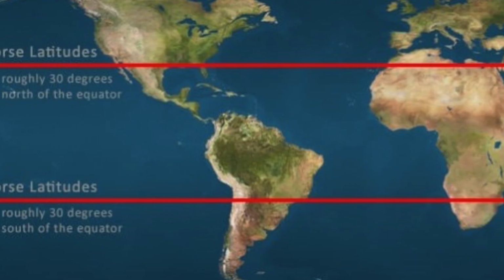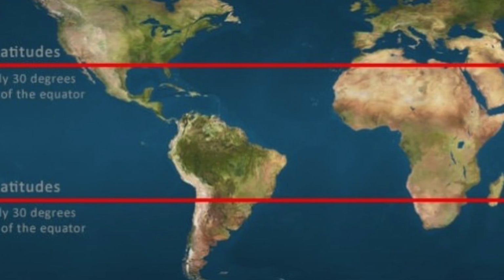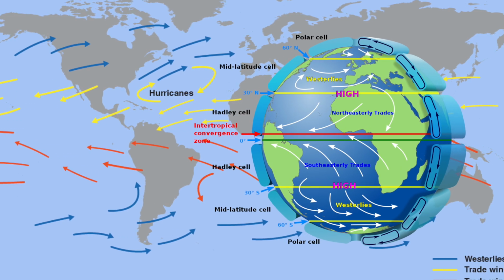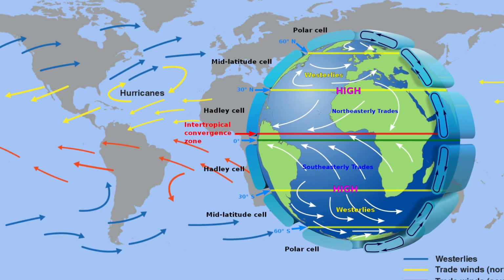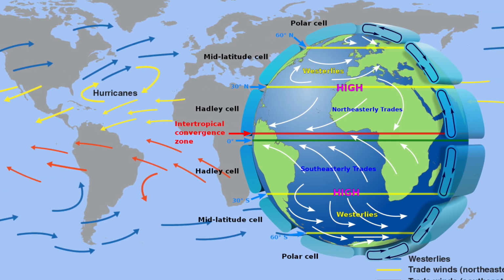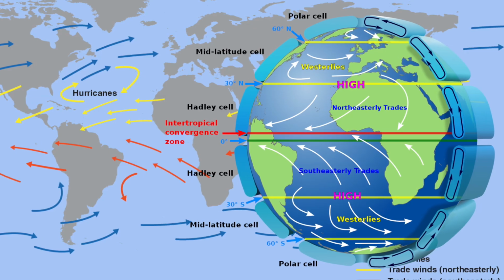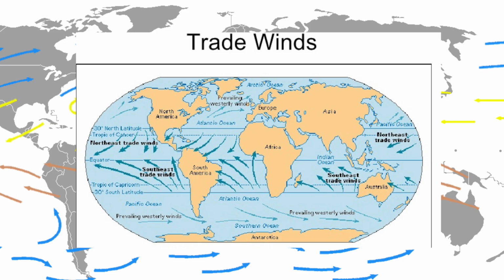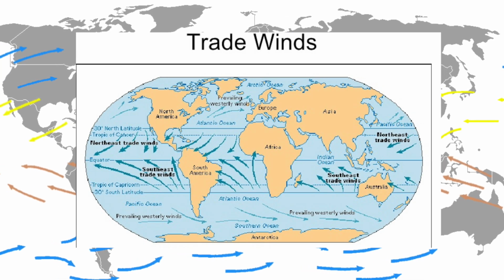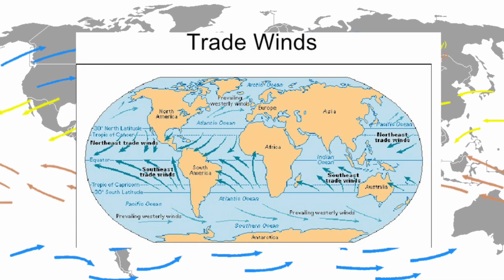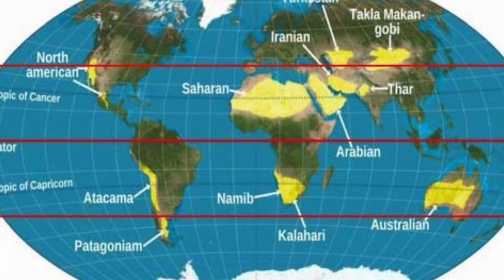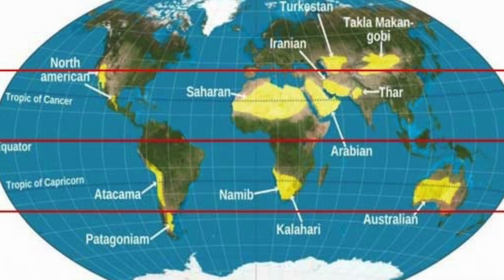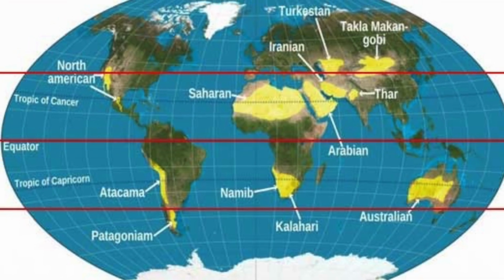Between 15 to 30 degrees north and south latitudes, the prevailing winds are trade winds. The direction of trade winds in the northern hemisphere is northeast, and in the southern hemisphere it is southeast. Trade winds are also called tropical easterlies. These winds are onshore along the eastern margins of the continents. By the time they reach the interior parts and the western margins of the continent, they become dry and offshore.